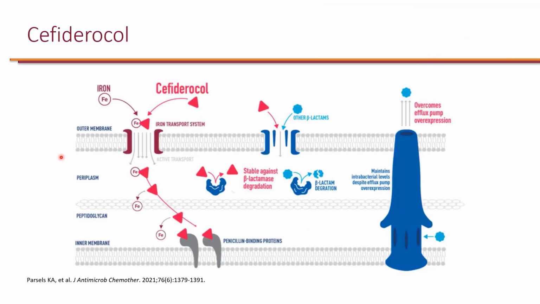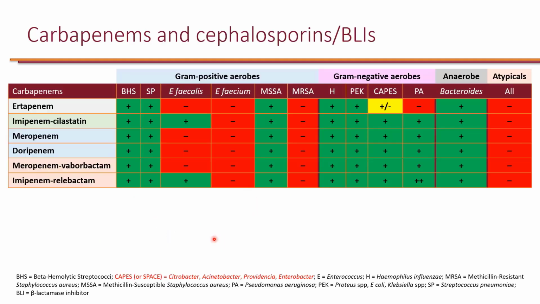So here's a figure that shows you how cefiderocol goes across the outer membrane into the periplasmic space where it can bind to penicillin-binding protein. So essentially it hijacks the system where the bacteria is trying to bring iron in, and cefiderocol goes in and finds penicillin-binding protein.